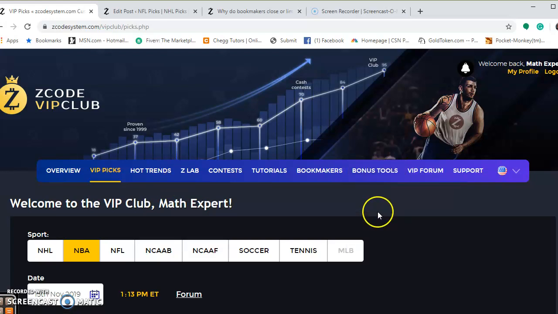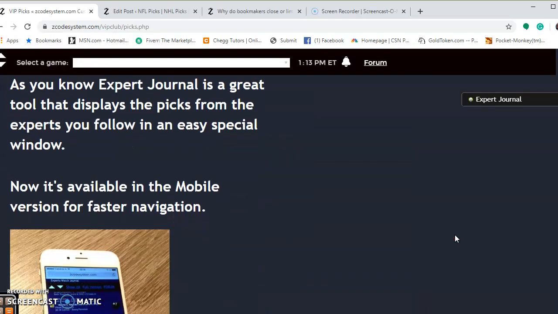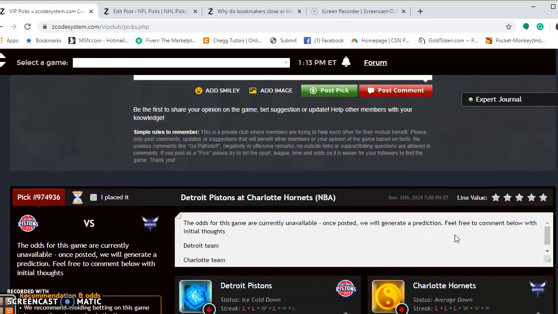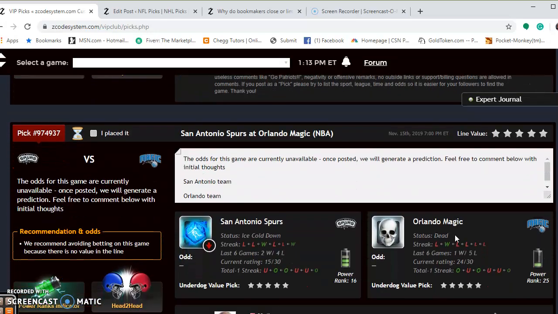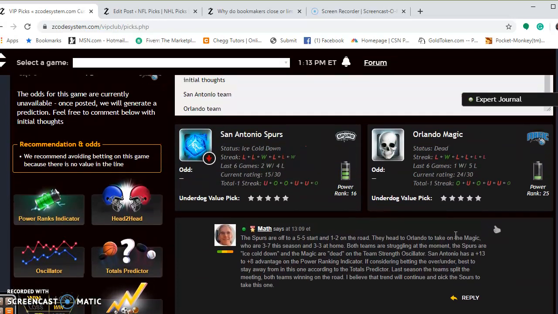So we're going to scroll down through here and take a look at some of the games for Friday. And the first game we want to take a closer look at is San Antonio versus Orlando. You can see here San Antonio is ice cold down at the moment.